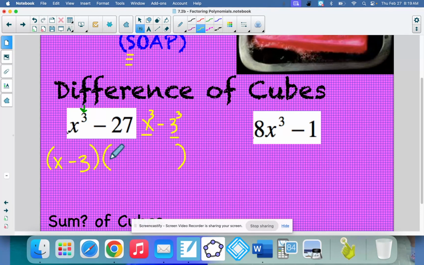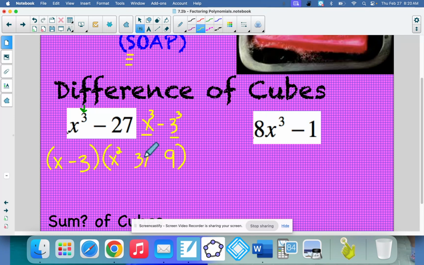And then inside the quadratic part, you can probably guess, it's going to have to be this times this equals x to the third. So this is going to end up being x squared. And then it's going to have to multiply to negative 27, like factoring is just a reverse of FOILing. So it would be this times this, and that's going to end up being 9. And then the middle term is going to be when you multiply these two numbers together. So x times 3, which would be 3x.